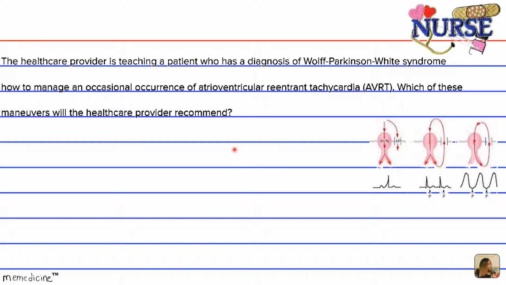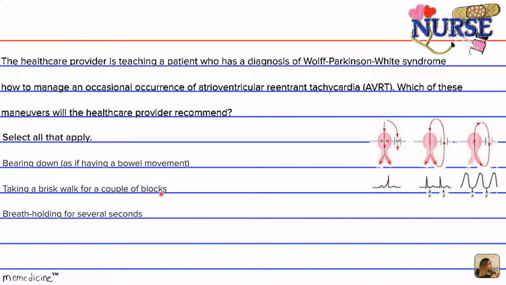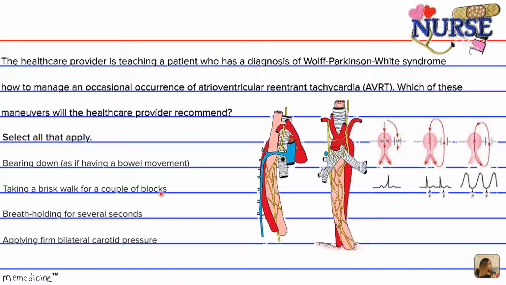So which of these maneuvers will the healthcare provider recommend? Select all that apply. Is it A, bearing down as if having a bowel movement? B, taking a brisk walk for a couple of blocks? C, breath holding for several seconds? D, applying firm bilateral carotid pressure.